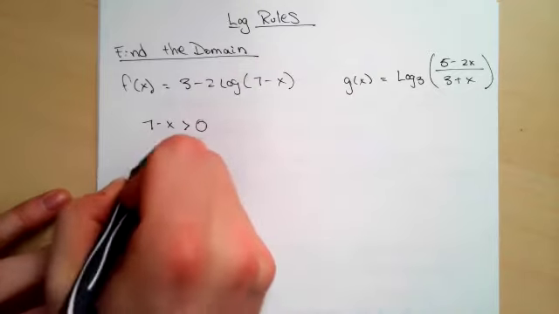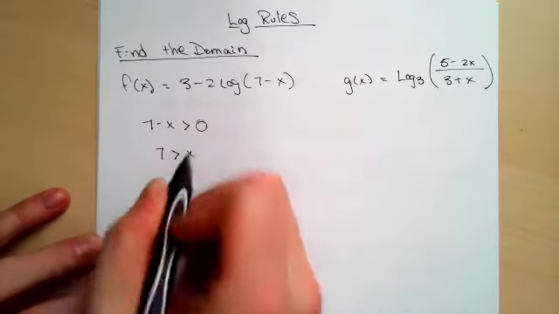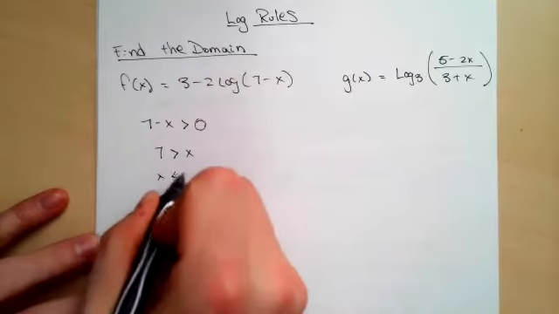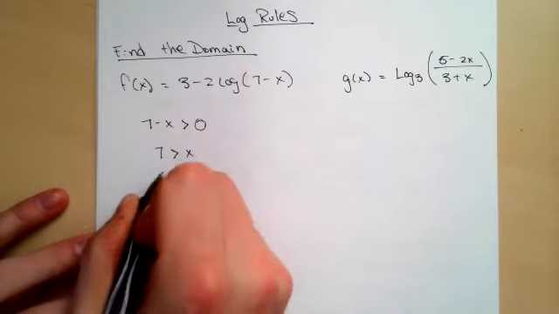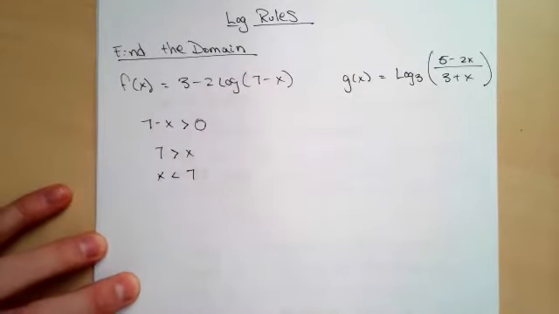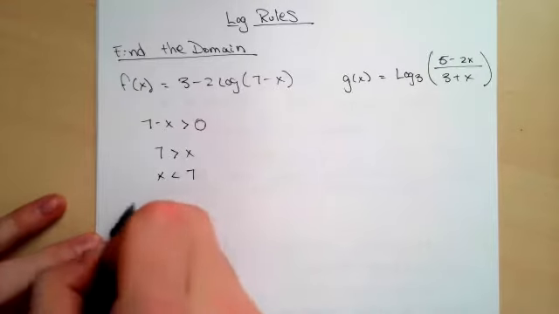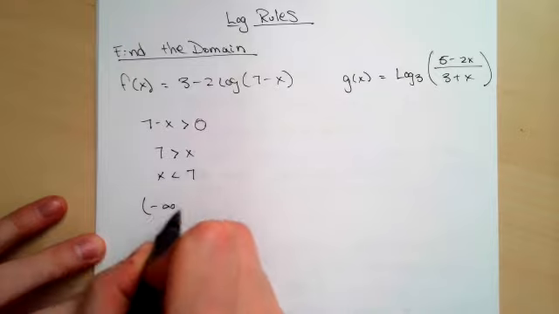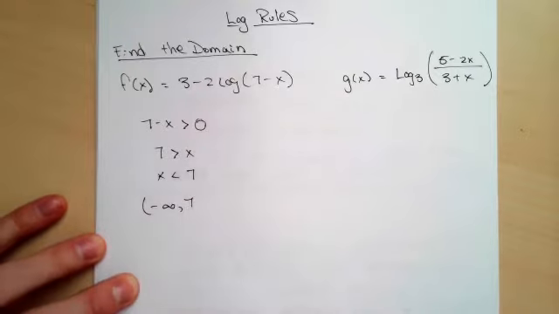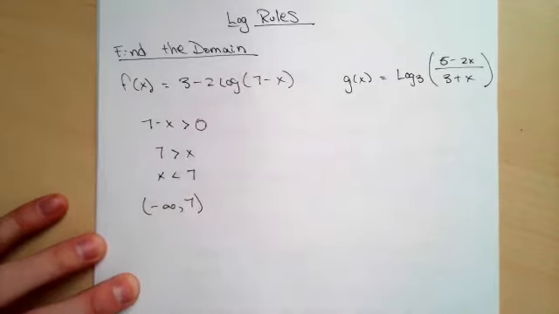And in this case, we just add the x over. And so we get x is less than 7. In our domain, minus infinity up to 7. What kind of brackets do we want to use there? Square brackets or round brackets? Round. Round brackets, right? Strictly less than, no equals to. So we use the round brackets. And that's all there is to it for that one.